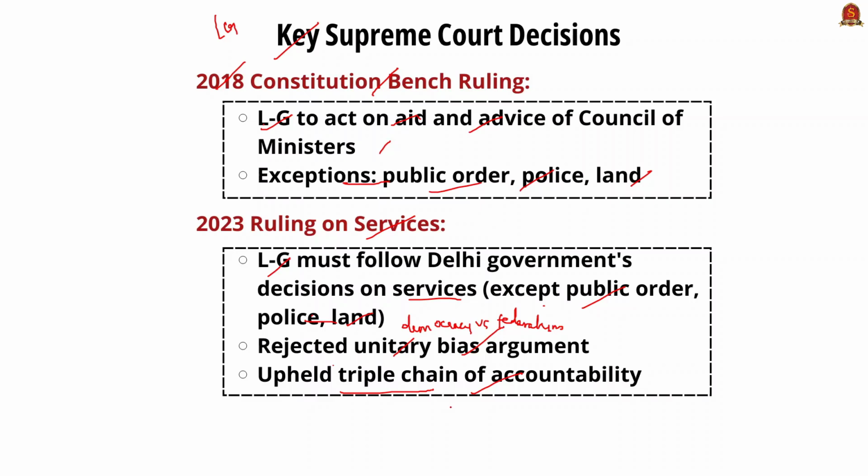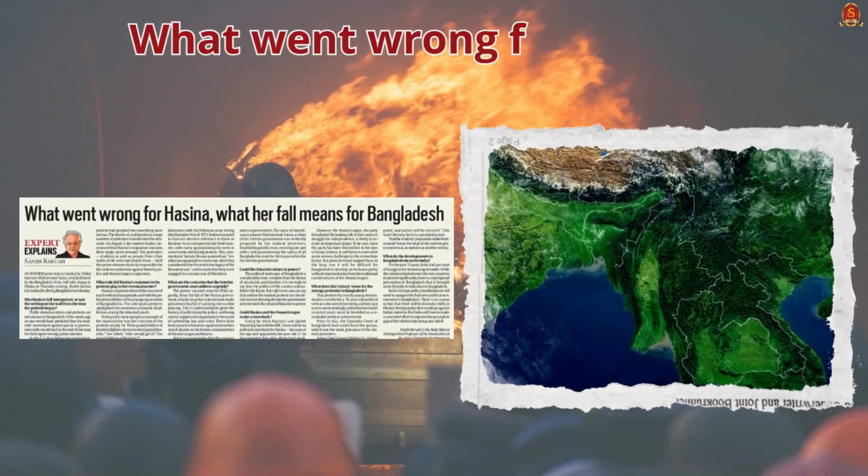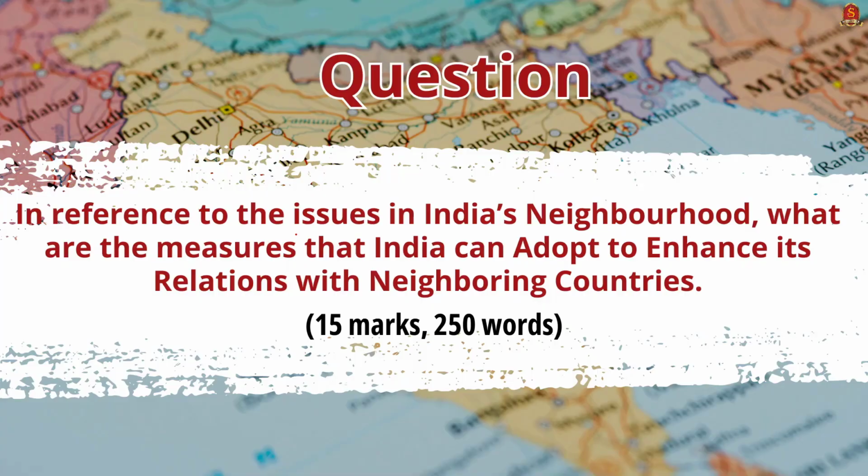Now, finally moving to the last article for today, let us see a mains question related to it. In reference to the issues in India's neighborhood, what are the measures that India can adopt to enhance its relationships with the neighboring countries? This is a very direct and a very easy question to address. First, we should know the issues in India's neighborhood, such as in different countries, and measures in different fields such as economic, polity, defense, to know the challenges and how to adopt measures in those fields.